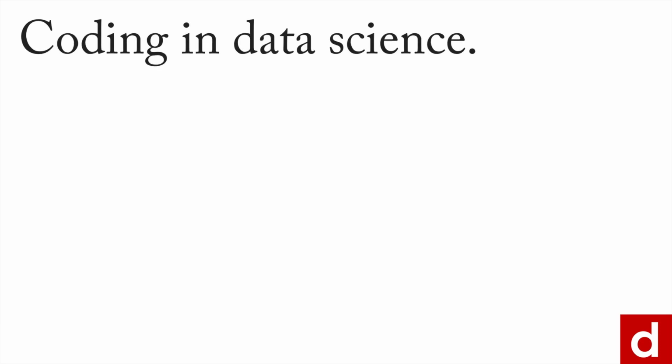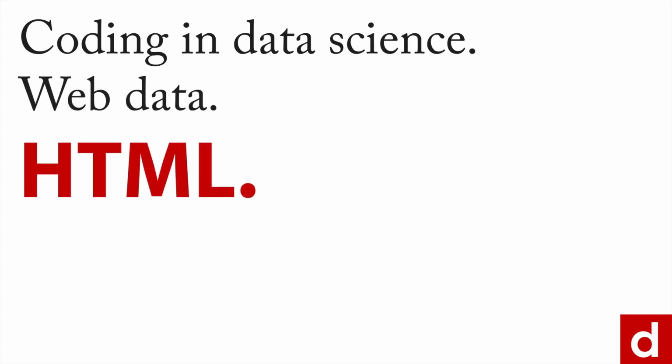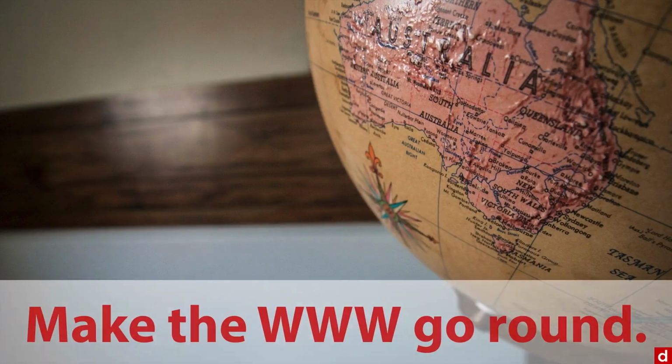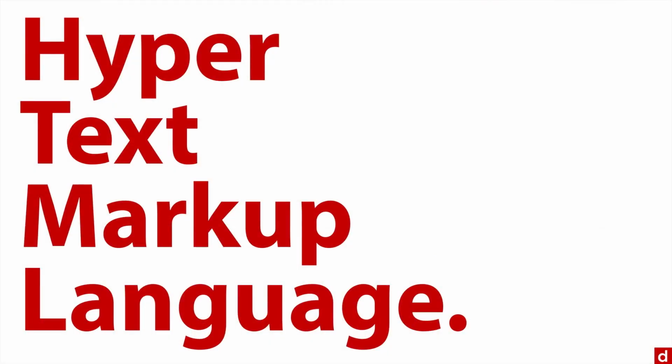When you're coding in data science, one of the most important things you can do is be able to work with web data. And if you work with web data, you're going to be working with HTML. Now, in case you're not familiar with it, HTML is what makes the World Wide Web go round. What it stands for is Hypertext Markup Language. And if you've never dealt with web pages before, here's a little secret. Web pages are just text.